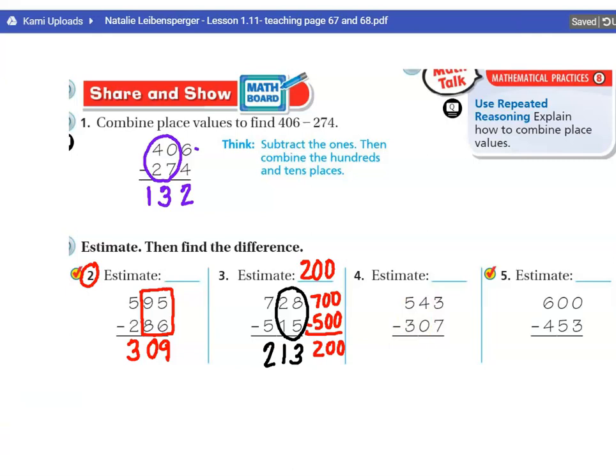Okay, so I can't take 7 away from 3, so I'm going to come over and borrow from my tens place. So I take a 10 away and I bring it over. That means I have these little guys now, 10 of them, to add to the 3. And I'll do my subtraction. And my difference is 236. And let's go on to our last one.